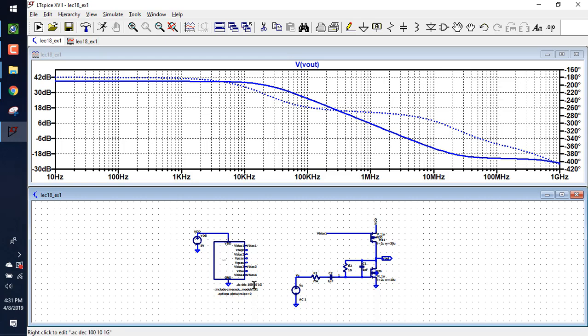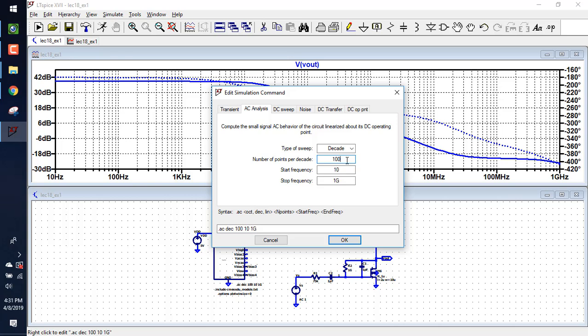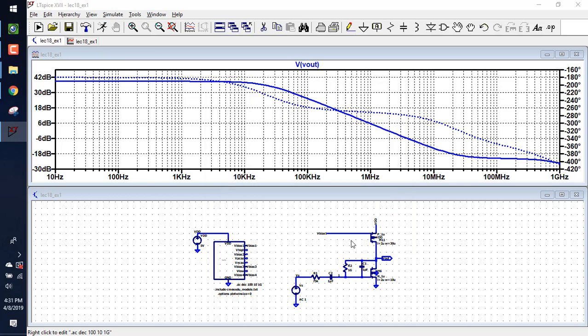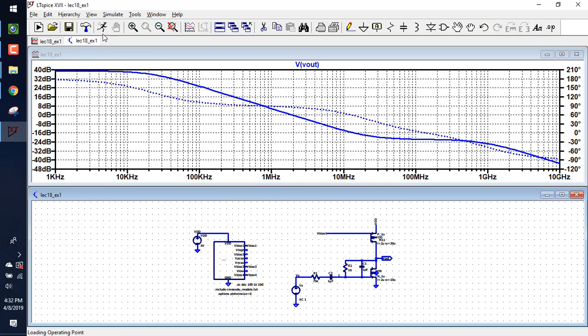Let's just redo the sim a little bit, and let's start at, how about let's go with 1 kilohertz, and go to 10 gig. Hit run. So where do I see 1 pole? Right over here in about 10 kilohertz or a little bit more. Where do I see the 0? Right around in here somewhere. Where do I see the next pole? Around 1 gig. So let's calculate the others.